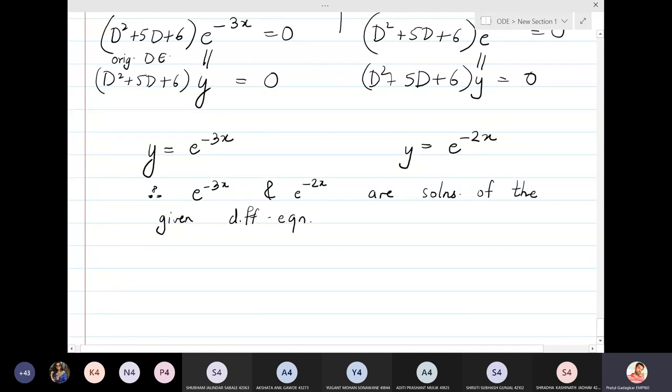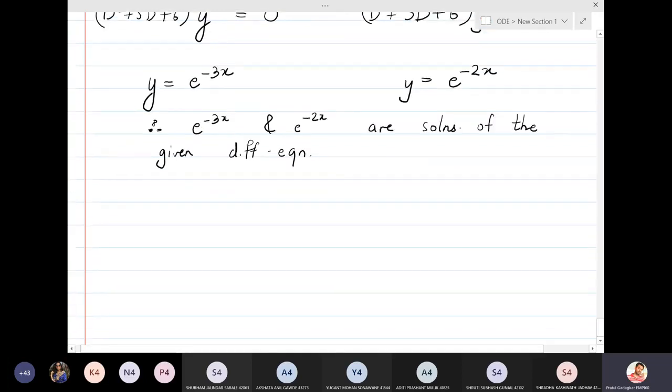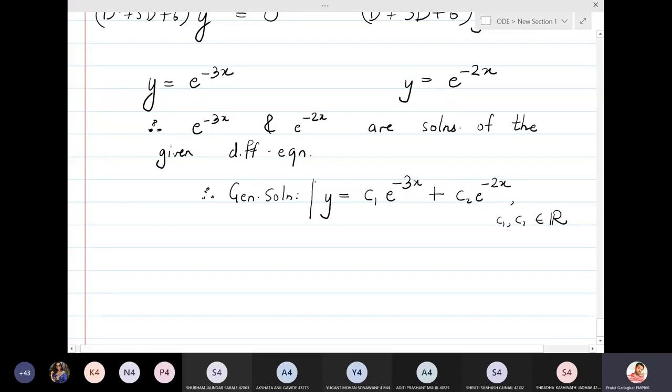And once we know that if you have one solution y1 and another solution y2, you can take a linear combination also. And therefore, what is the general solution of this differential equation? So this means that y is equal to c1 e raised to minus 3x plus c2 e raised to minus 2x. What are C1 and C2? C1 and C2 are constant real numbers. So this means that this particular thing is the general solution of the given differential equation.